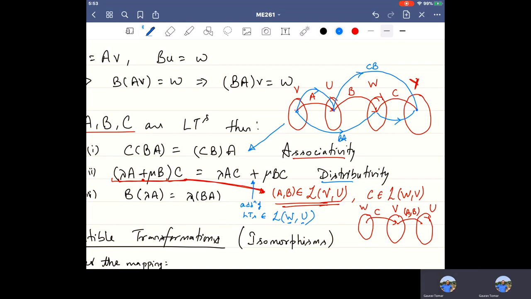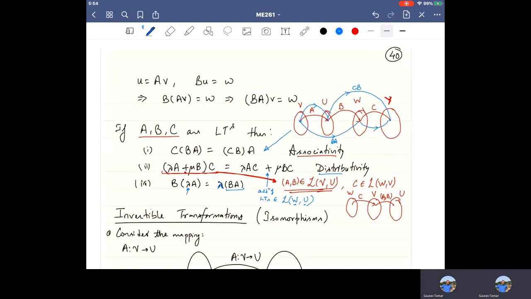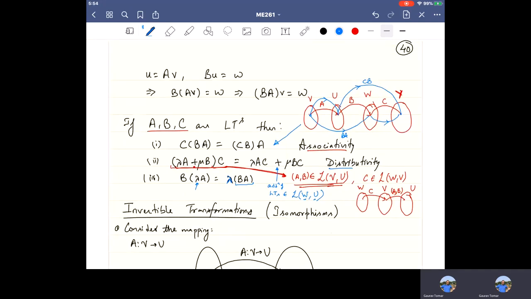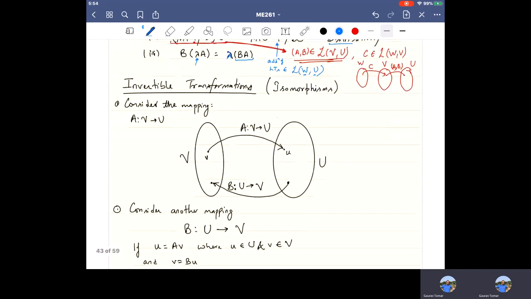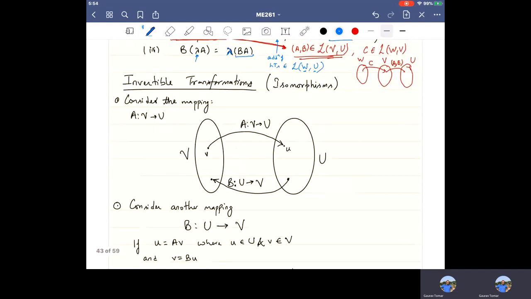Okay. Now let's look at the scaling. Lambda belongs to a field. It's a number. You can think of a field as a number, which is used for scaling. B times scaling of lambda is the same as lambda times B of A, the way we define the product. So these are some of the properties. Now we look at some special transformations, and let's say we look at invertible transformations, which we call isomorphisms.